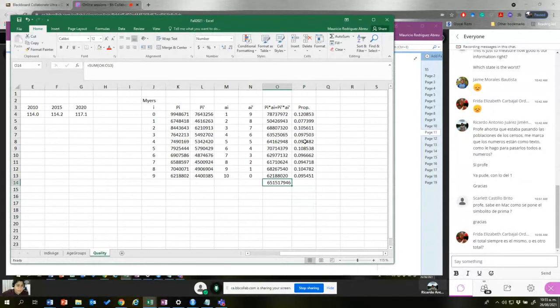This total should be different. If you're using the same information that I'm using, it should be the same. But if you're using the information for your state, it should be totally different.